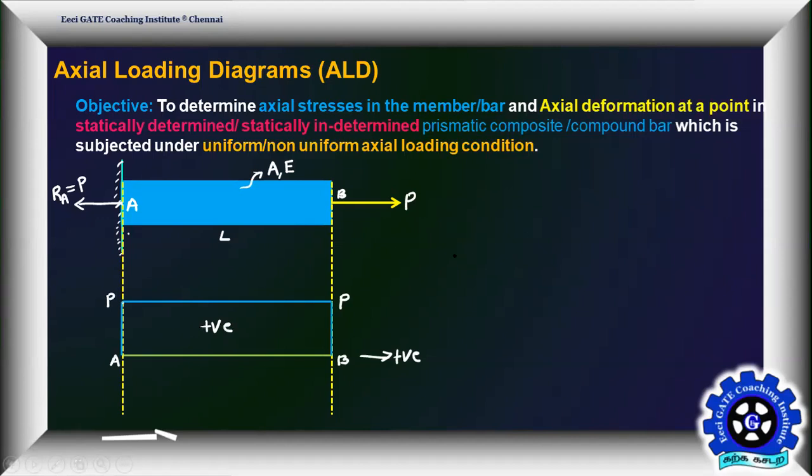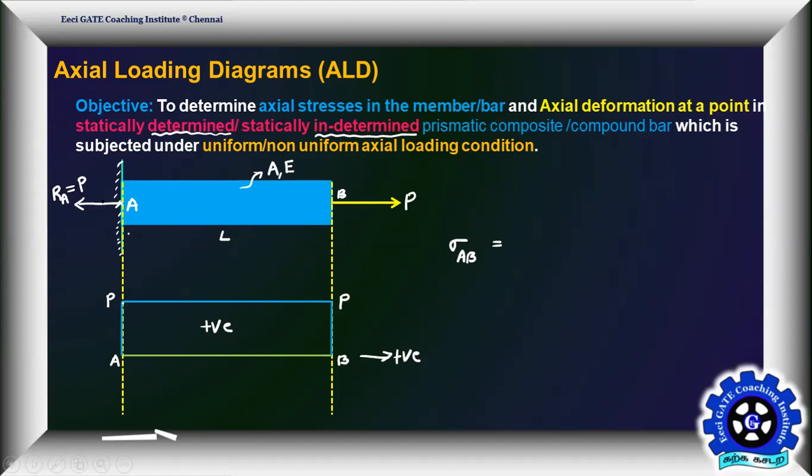Now, what is the axial stress in the member AB? That is our job, na? Here it is statically determinate or statically indeterminate? Anyone please tell me. Statically determinate means one end is fixed. Statically indeterminate means both ends are fixed. Okay, so that I will tell you.